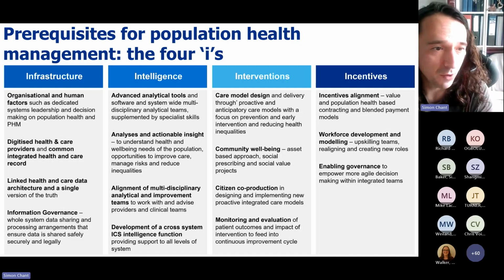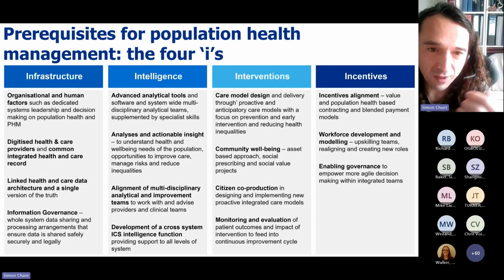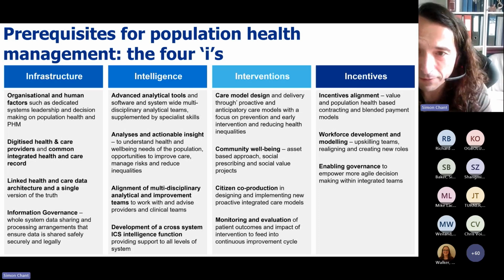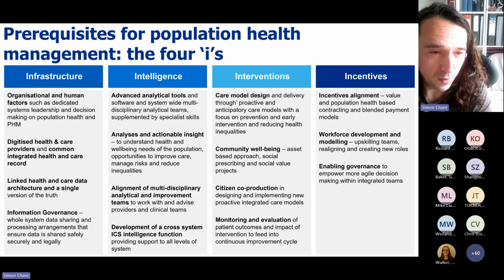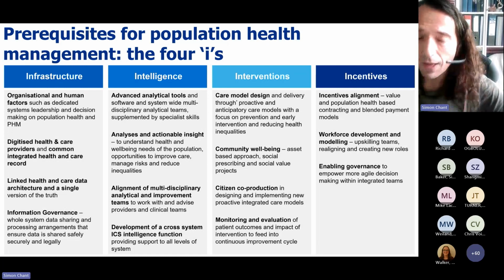So infrastructure is all about having the systems and the organisational factors in place which will allow you to operate in this way. Information governance and having the right data infrastructure is really important there. In terms of intelligence, it's about having the tools and the intelligence functions working together and working effectively to allow you to do all this work. So that's more about skills and capabilities, really.